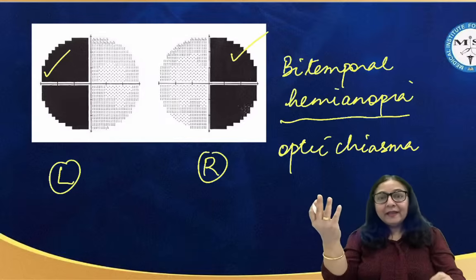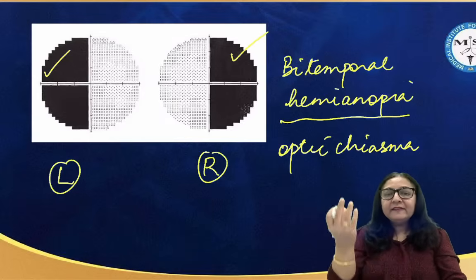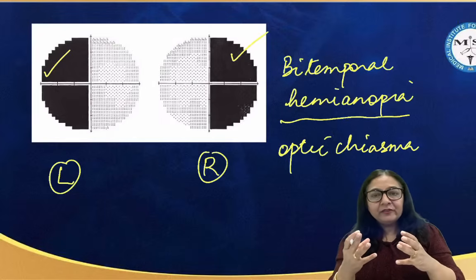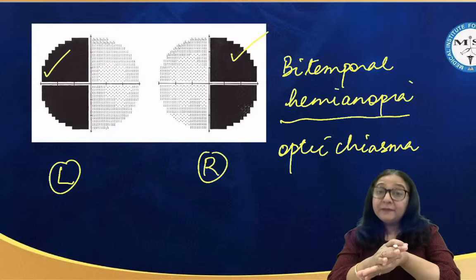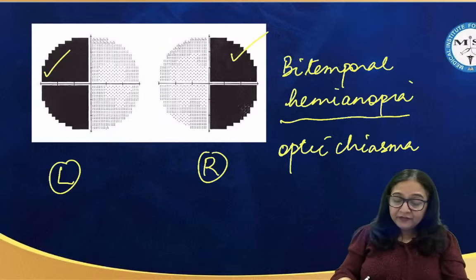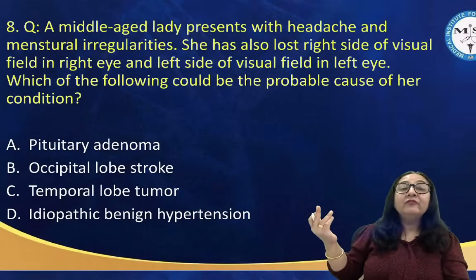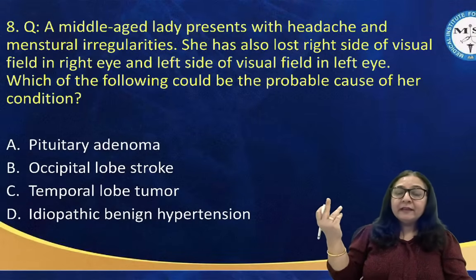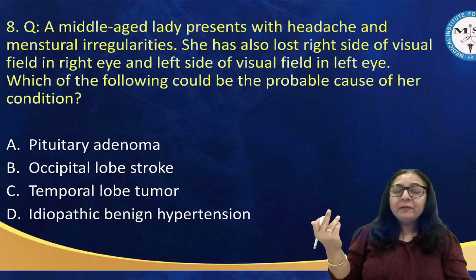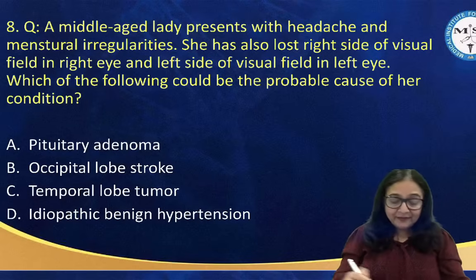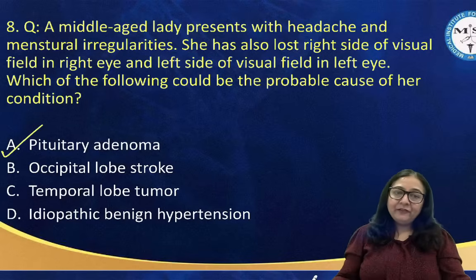And optic chiasma area is an area which is in the vicinity of the pituitary gland. So the large tumors of the pituitary gland can compress the optic chiasma. Okay, so most likely, given the history, this patient who is having headache and menstrual irregularities is having pituitary adenoma, and because of the hormonal problems, the patient is having these kinds of symptoms. So here your answer is pituitary adenoma, as you told.